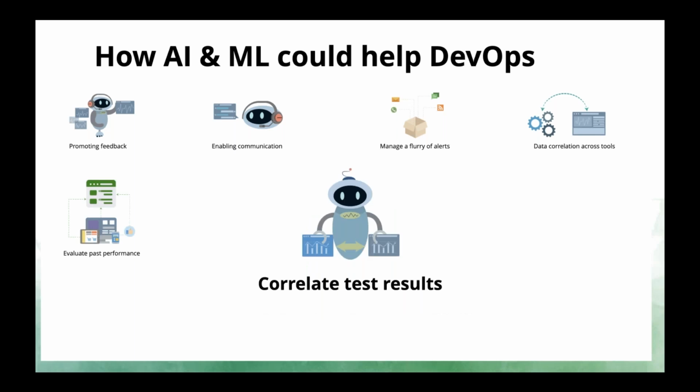Correlating test results. We do a lot of tests, or the developers do a lot of tests. They do unit testing, functional testing, regression testing, black box testing.